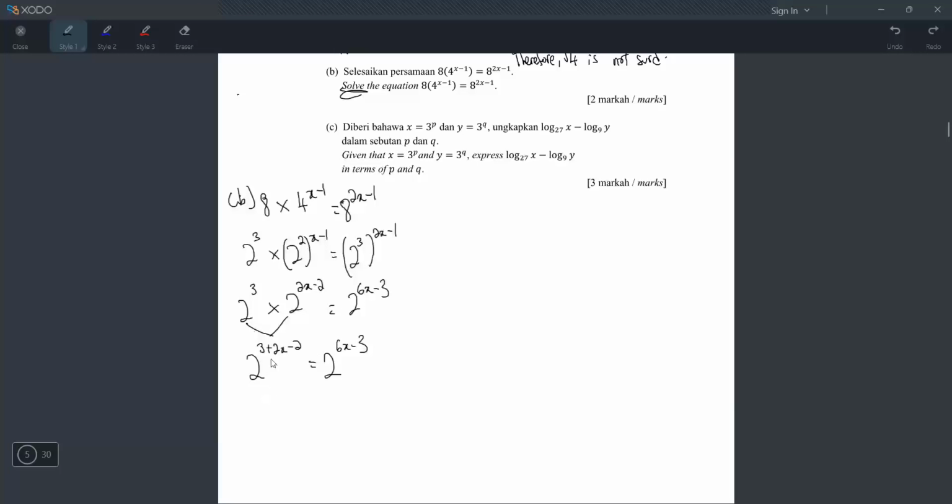And now you already change to same base. And now you can actually compare, right? Because on the left side is 2 power something, this one also 2 power something. So, and then the middle is equal.